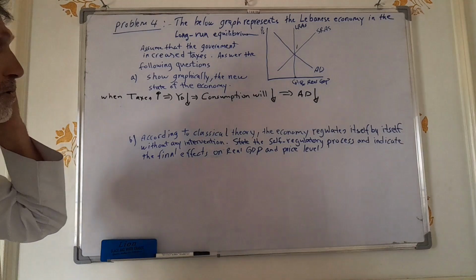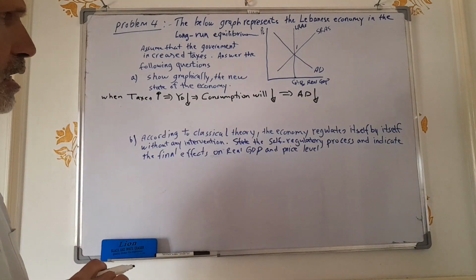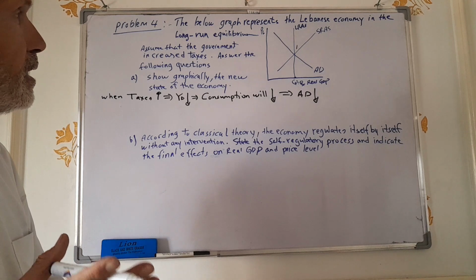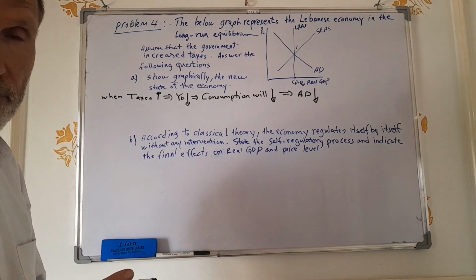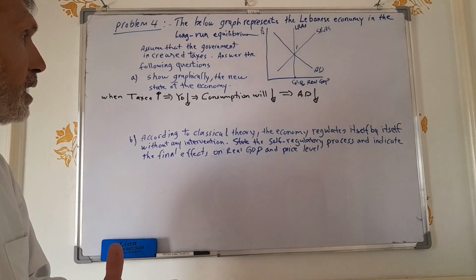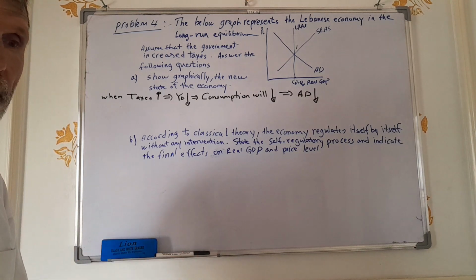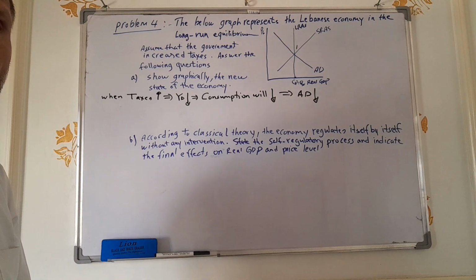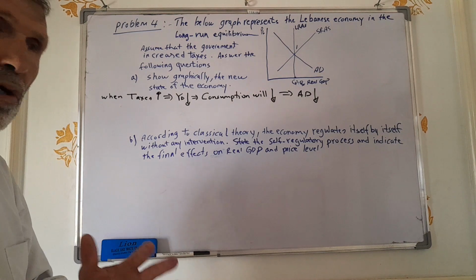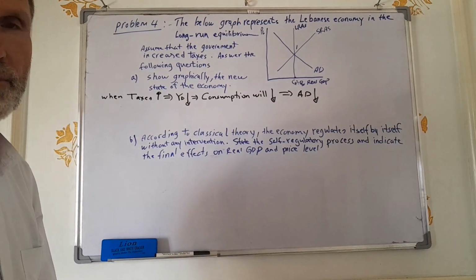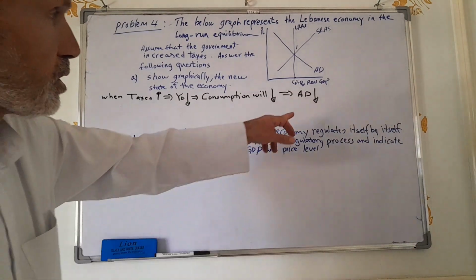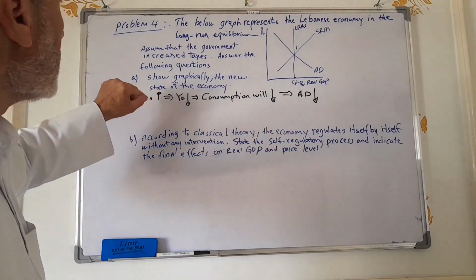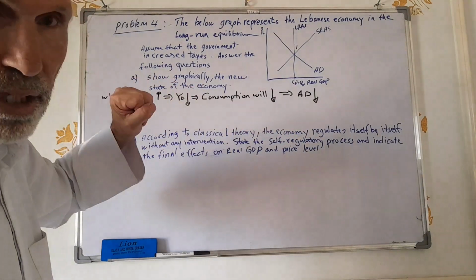Okay? Now, of course, that could also be applied to firms. When business taxes increase, that implies the profits of the firms will go down, which implies that their investment will go down. So in both ways, we will expect aggregate demand to decrease. So as you can see, aggregate demand decreases, which means a shift to the left. So let us, of course, show graphically the new state of the economy.